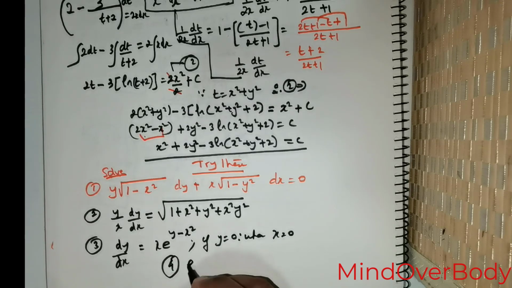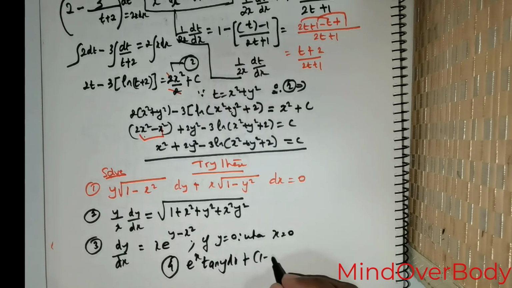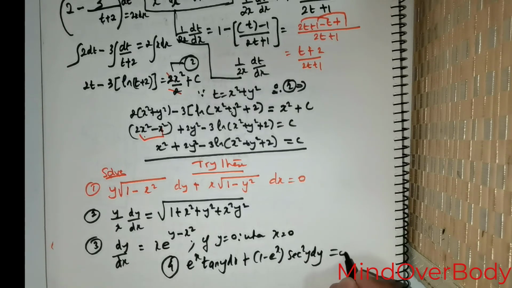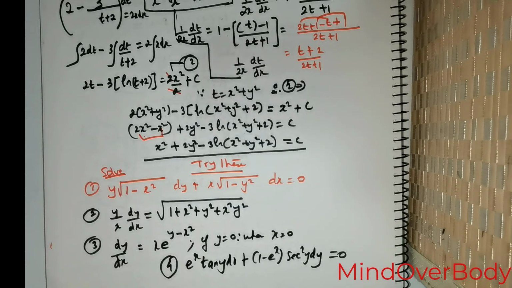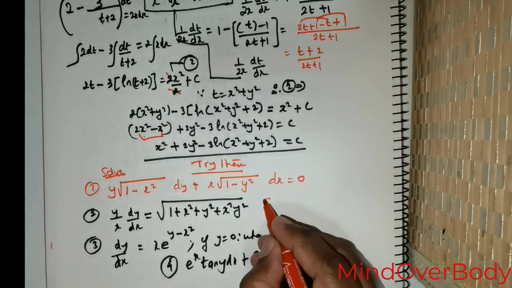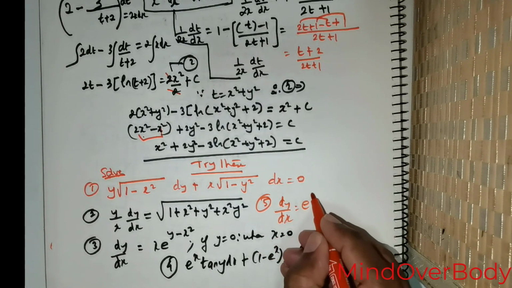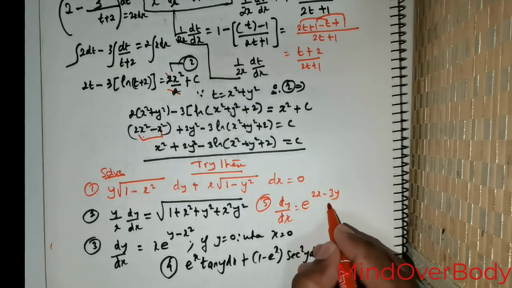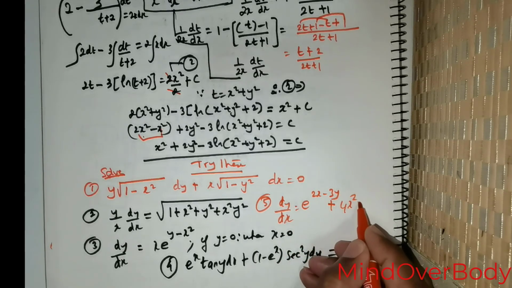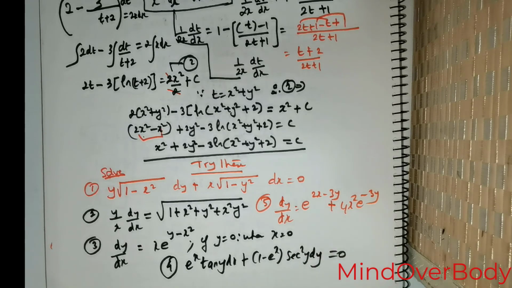So 1, 2, 3, just 3 questions you can solve, and let me give you the 4th one. This is really a beautiful question. e raised to the power of x times tan y times dx positive 1 negative e raised to the power of x times secant squared y times dy is equal to 0. This is a lovely question. Probably I'll stop with number 5. This is dy over dx is equal to e raised to the power of 2x negative 3y positive 4 times x squared e raised to the power of negative 3y.